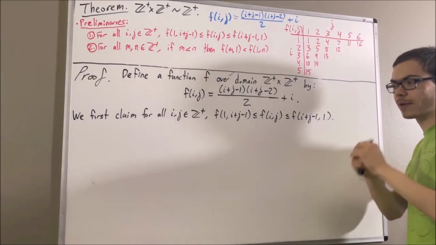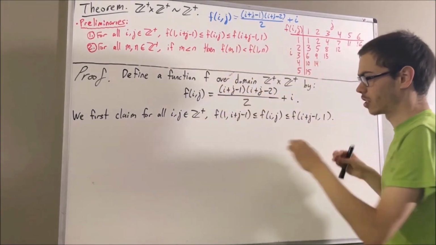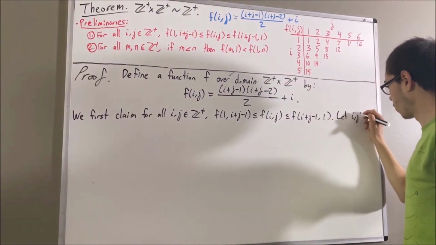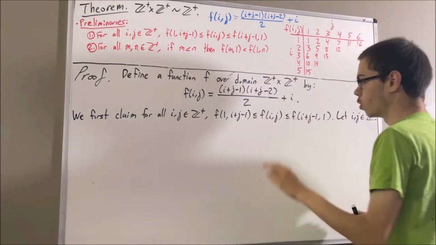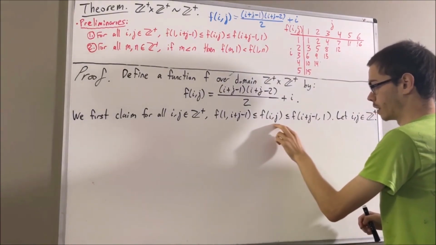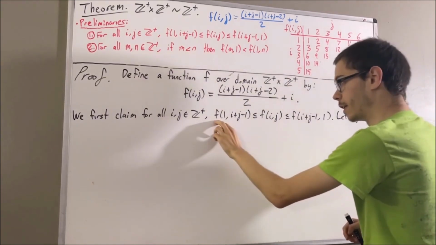And we're trying to prove a statement about every two positive integers, so give me any two positive integers. I'll call them i and j. And so we're going to prove this in two parts. We're first going to prove this inequality, and then we're going to prove this inequality. Let's start out by proving this inequality.